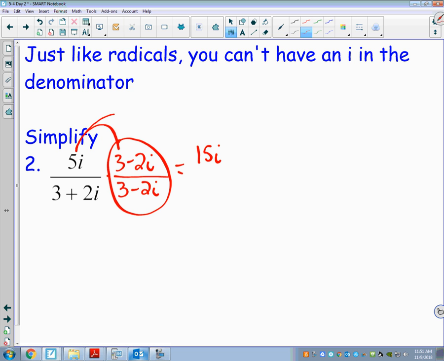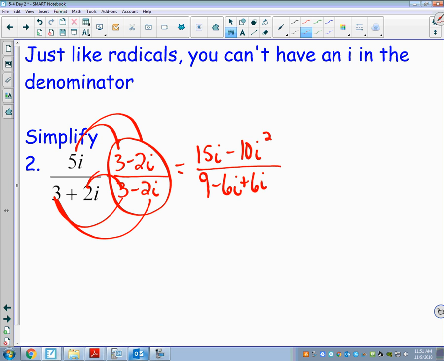So the numerator, I just take 5i times 3, which is 15i. Then I take 5i times negative 2i, which is negative 10i squared. And on the bottom, what should happen is everything should cancel out. So 3 times 3 is 9. 3 times negative 2i is negative 6i. That's plus 6i. And that's minus 4i squared. If you have an i left in your denominator, then you know you did something wrong.